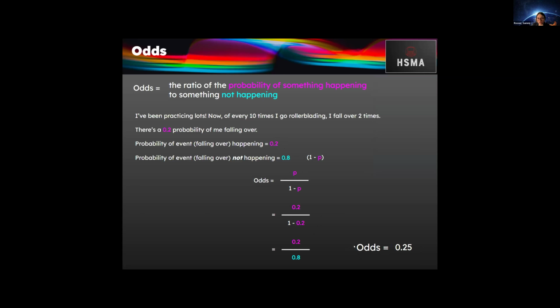I've now been practicing lots. I only fall over 2 times out of every 10 times I go rollerblading. Plug in all our new numbers. This time our odds are much lower, 0.25.